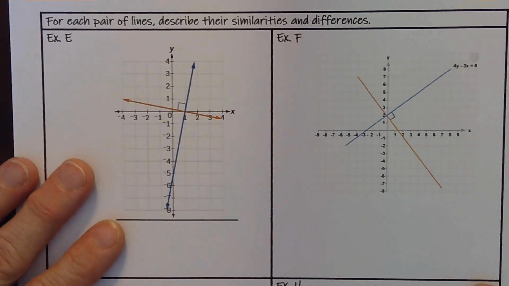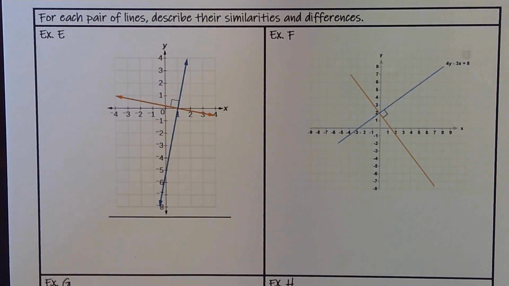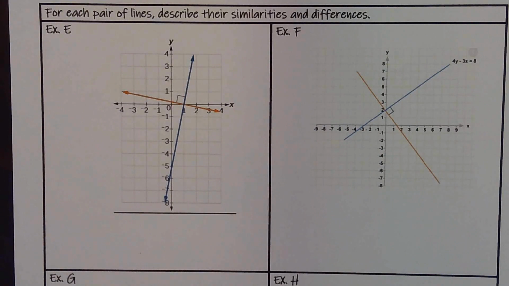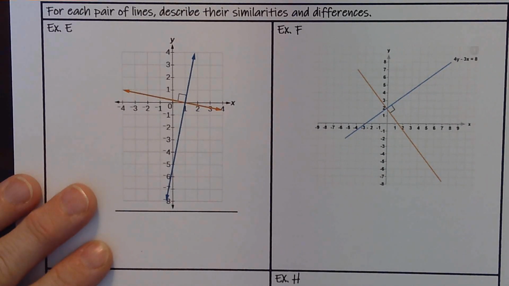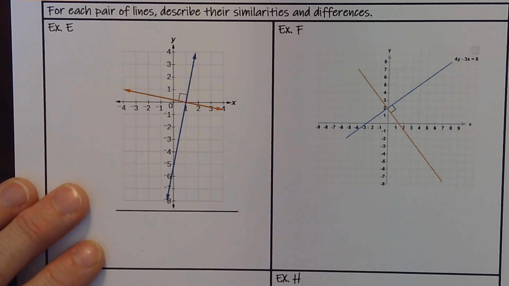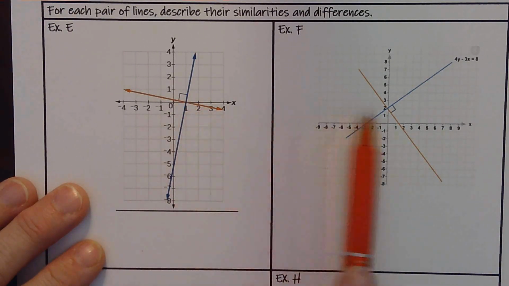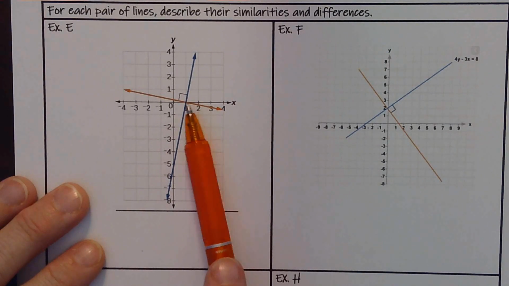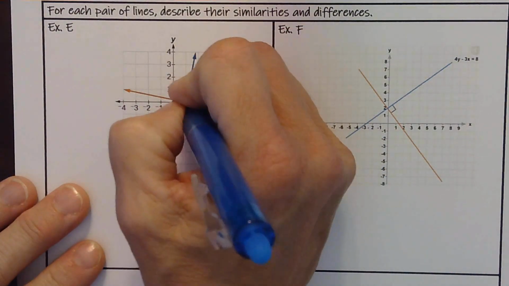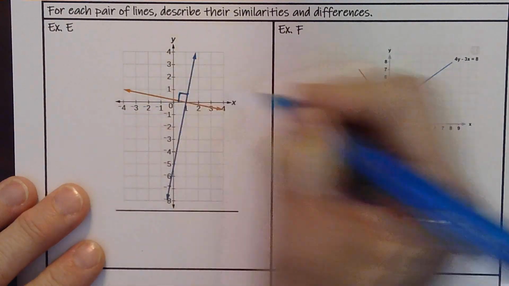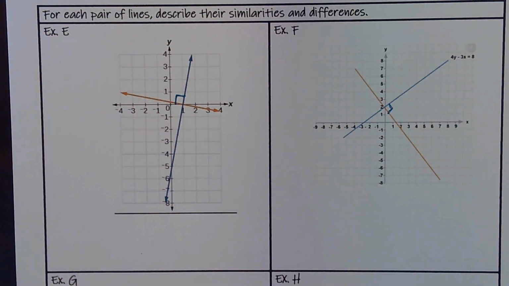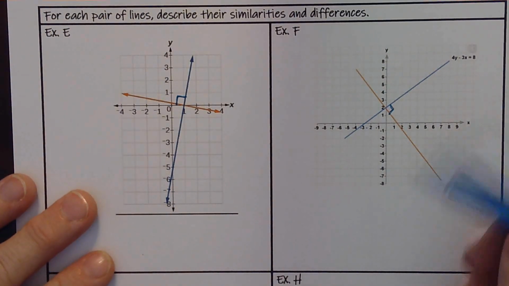Okay, so when we look at this example E and F, we'll notice that each pair of lines are definitely not parallel because they are intersecting. They do intersect. So there's also something special about the way they intersect. At each of these intersections, there is a symbol right here that is important information that tells us something about these lines and how they intersect.